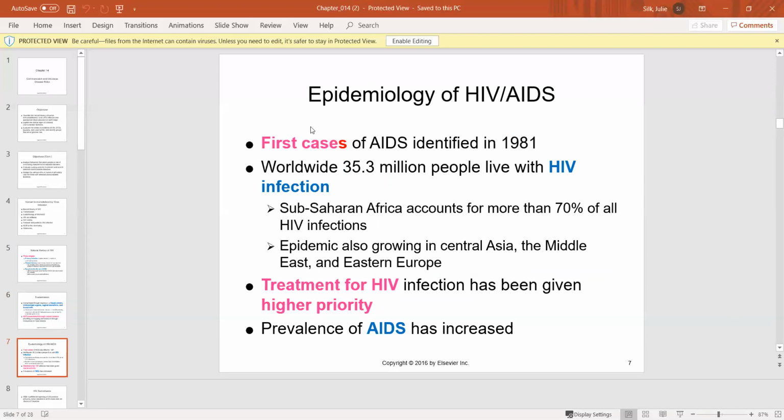Okay, so like I said, the first cases of this were identified back in the early 80s, they say 1981. So 35.3 million people live with HIV infection. Sub-Saharan Africa accounts for more than 70% of all HIV infections. The epidemic is also growing in Central Asia, the Middle East, and Eastern Europe, so it's getting worse over there now. So the treatment for HIV infection has been given higher priority, and the prevalence of AIDS has increased. So that's kind of sad to know that that is increasing.